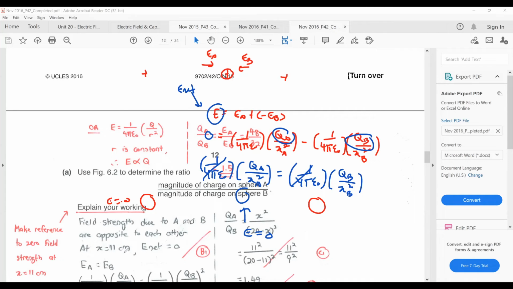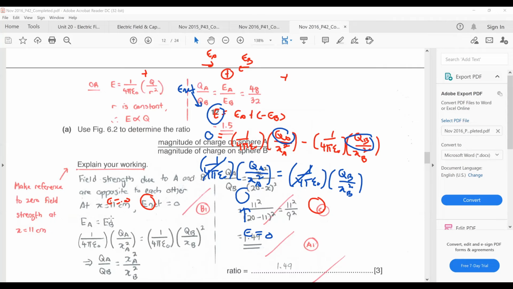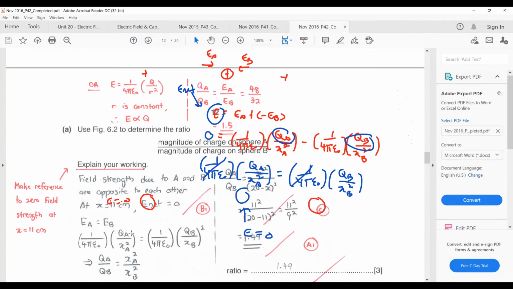You purposely single out the point where your electric field strength is 0 so that you can simplify this equation to this. And then from there, you'll be able to find out the ratio of your distances, the ratio of your charges. All you need to say now is that at x equals 11, the E net is 0, so EA will be equal to EB at that point, because you can see from here. Then you can simplify to this.